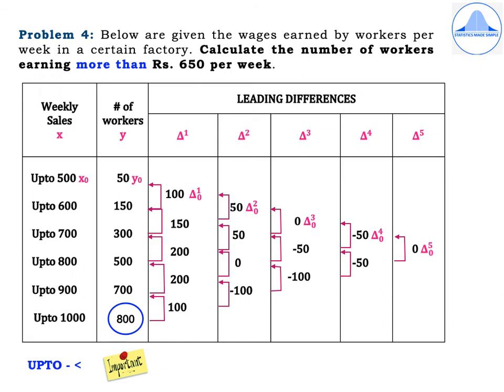Another important point to remember here is the given table is actually a less than cumulative frequency table. So the weekly sales, because they're all in terms of less than, is like less than class intervals, and the number of workers which you have is less than CF values. So the last value in the less than CF column is capital N, or in other words, capital N is equal to the total number of workers, which is equal to 800.